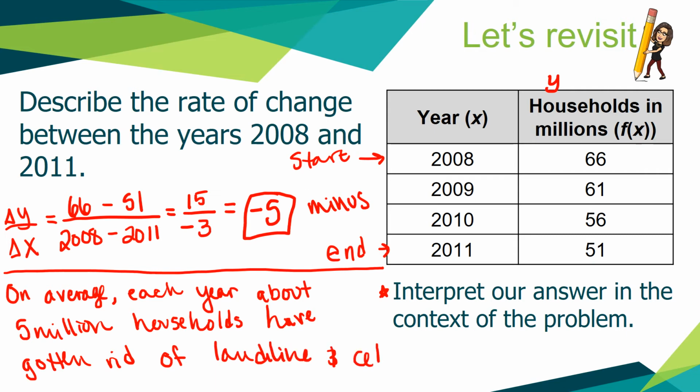and cell phones. And we know that it's decreasing also because if we look in our right-hand column, we're going down in numbers, 66 to 61. So we're decreasing. So on average from 2008 to 2011, each year, 5 million households have gotten rid of landline and cell phones. That is what this -5 average rate of change is telling me, okay? So we have 2 more examples to go through in this foldable.